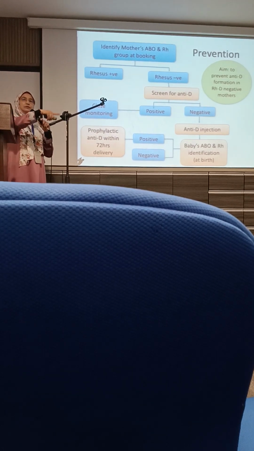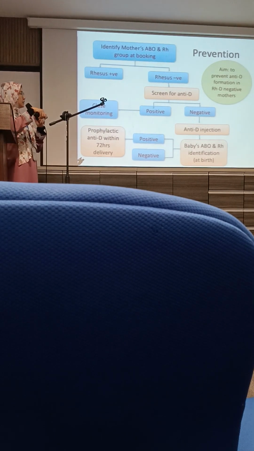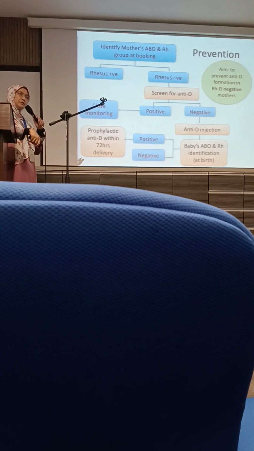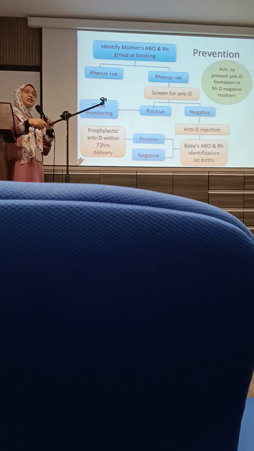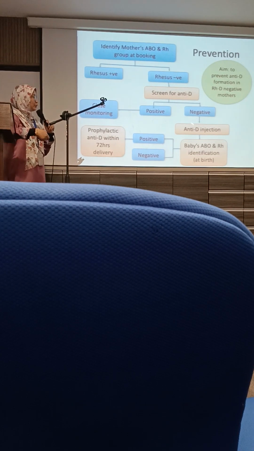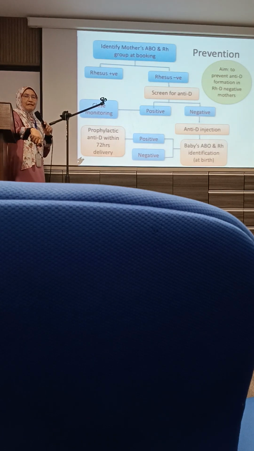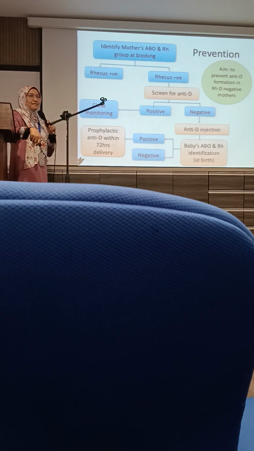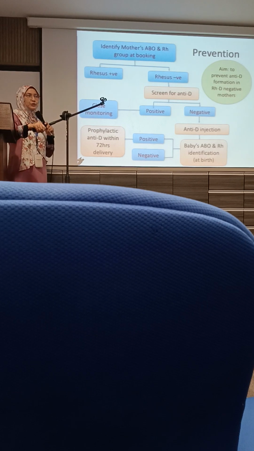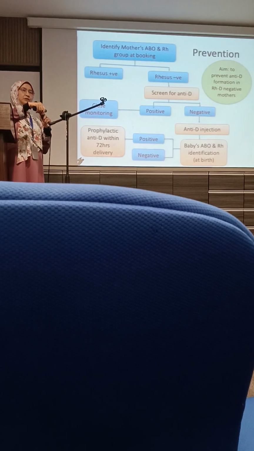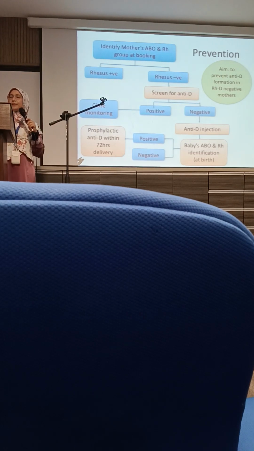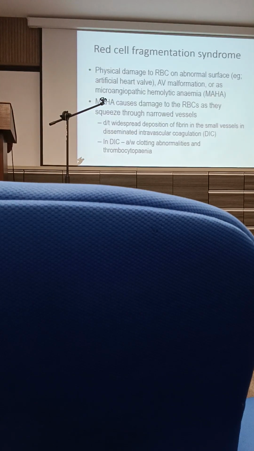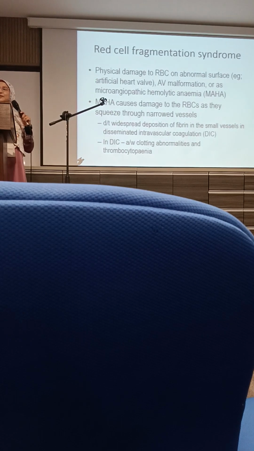Nampak ke dia punya rationale of doing this? Kenapa you bagi anti-D injection? You tak nak dia ada anti-D kan? Nanti dia ada anti-D, dia attack your body kan? Kenapa you bagi anti-D injection? You bagi a small dose supaya kalau dia expose with the rhesus positive cell, dia tak terkejut and produce a lot of antibody. Okay? Rhesus fragmentation syndrome ni boleh baca sendiri.